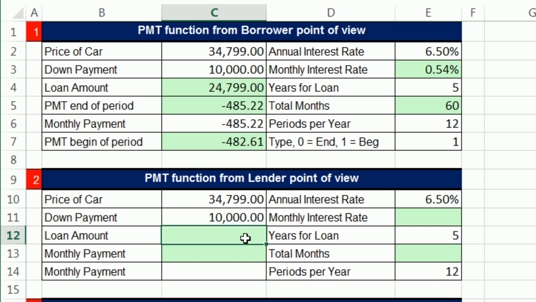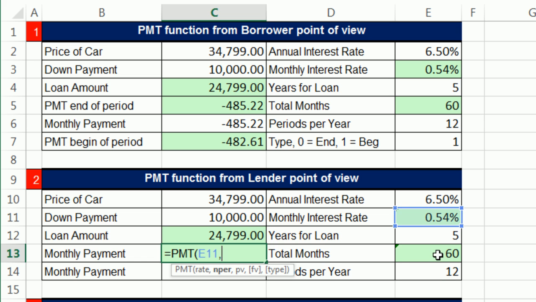Now, let's look from the lender's point of view. The loan amount is still going to be the same, price minus down payment. The monthly interest rate is still going to be that annual rate divided by the number of periods for the year, and the total number of periods will be years times periods per year, which would be 60. So we come over here, and this is from the point of view of the lender. So the rate, period rate. Number of periods, same for both the borrower and the lender. But the present value is going to be negative because when the bank loans this to you, it comes out of their wallet. All right?